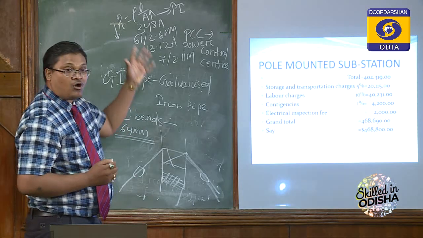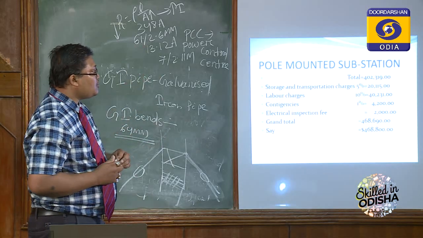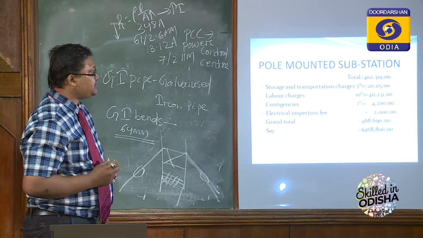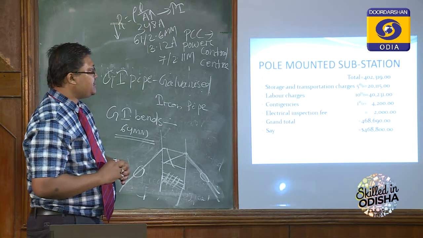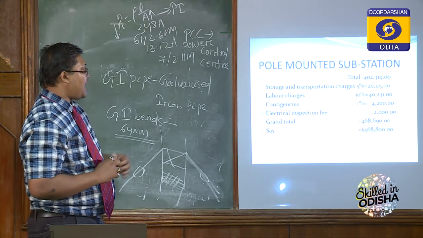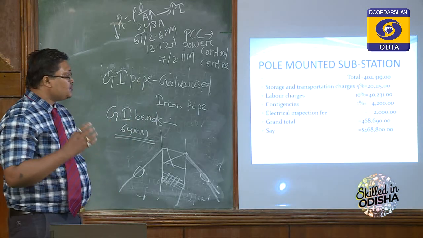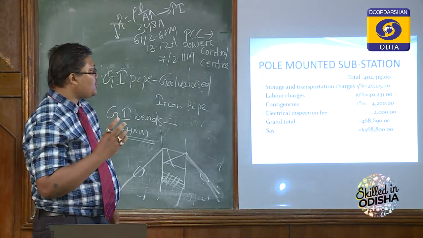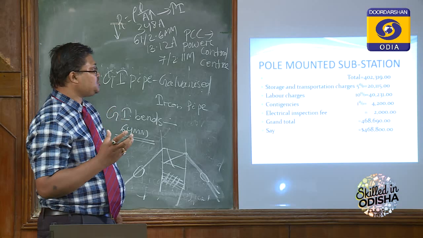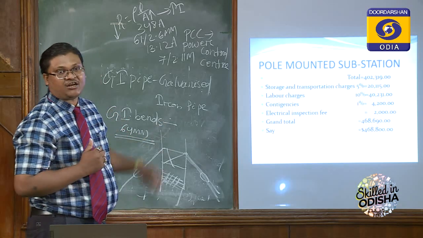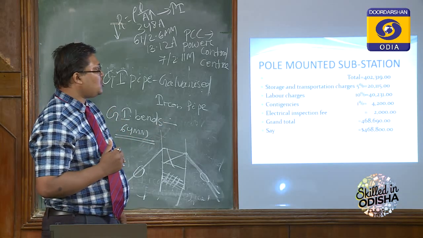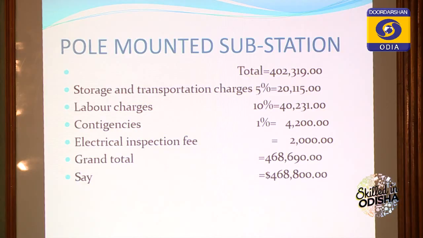So if we calculate all, it will come 4,02,1319. After that you have to assume storage and transportation charges 5% of the total cost. So 5% will cost 20,115. Next, labor charges 10%.